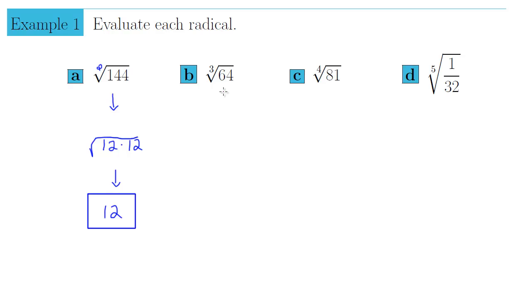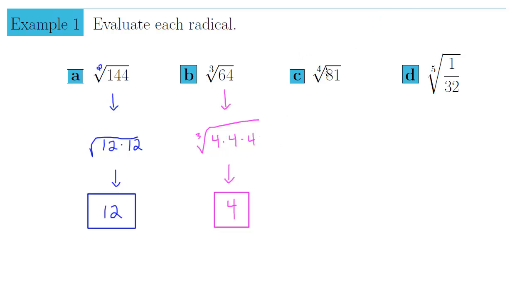2 times 2 times 2, that's 8. 3 times 3 times 3, that's 27. 4 times 4 times 4, that's 64. So we know that inside 64, we have 3 4s being multiplied. So the cube root is going to take those 3 identical factors and turn it into a single factor. So the cube root of 64 is 4. Again, it helps a great deal to have those perfect powers memorized, so you can just know as soon as you see 64 that it's 4 times 4 times 4.